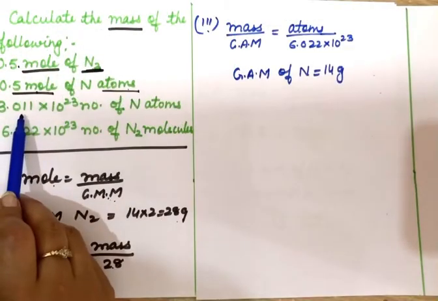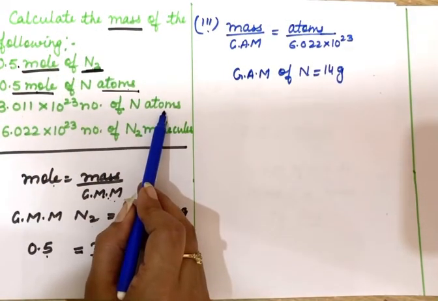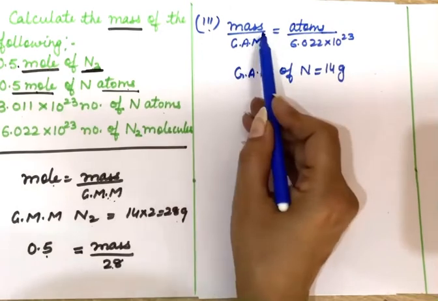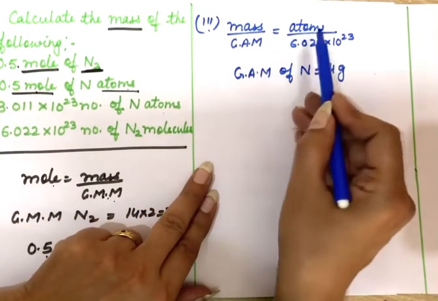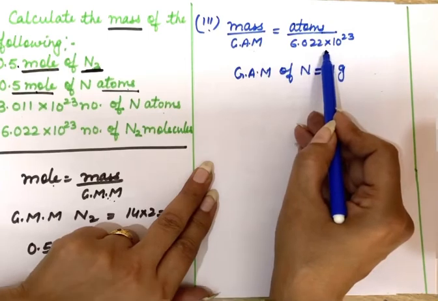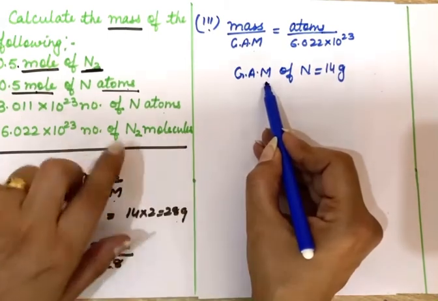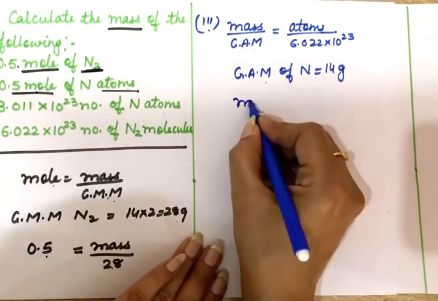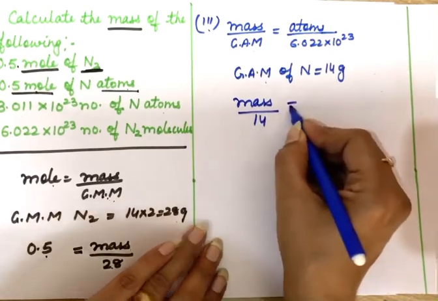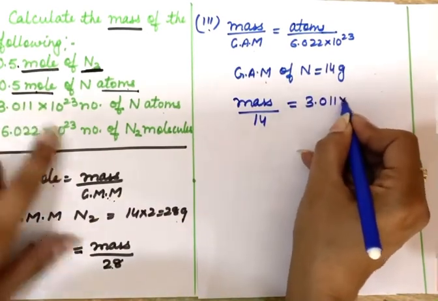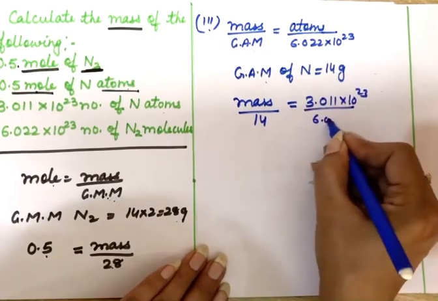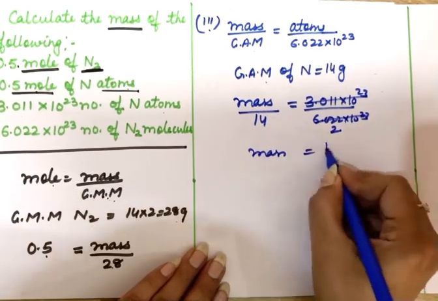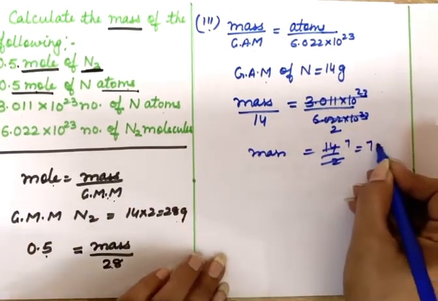Next is the third part. This many nitrogen atoms are given and we have to find the mass. So we need the formula where we have mass and atoms given. So mass upon gram atomic mass is equal to atoms upon Avogadro number. This formula we will use. The gram atomic mass of nitrogen we need, that is 14 grams. Fill the value here. Mass we have to find out. Gram atomic mass is 14. And how many atoms are given? 3.011 × 10^23 upon Avogadro number. So mass is equal to 14 by 2, that is 7 grams. That is the answer.